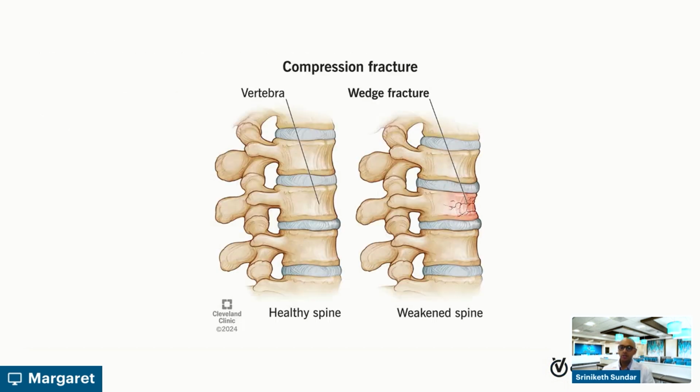So I just want to show a quick diagram of what a compression fracture is. On the left side, we see what's labeled as healthy spine, where all the bones are good, equal height. We see them as nice, almost rectangular structures. But in the one on the right-hand side, where we see wedge fracture or the weakened spine, we see that the front of the bone is squished in relation to the back of the bone. And that's that compression, hence the term compression fracture.